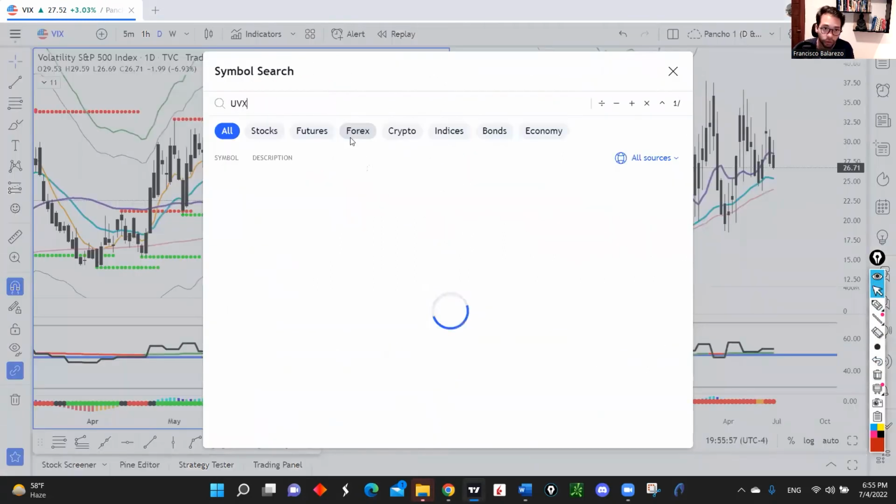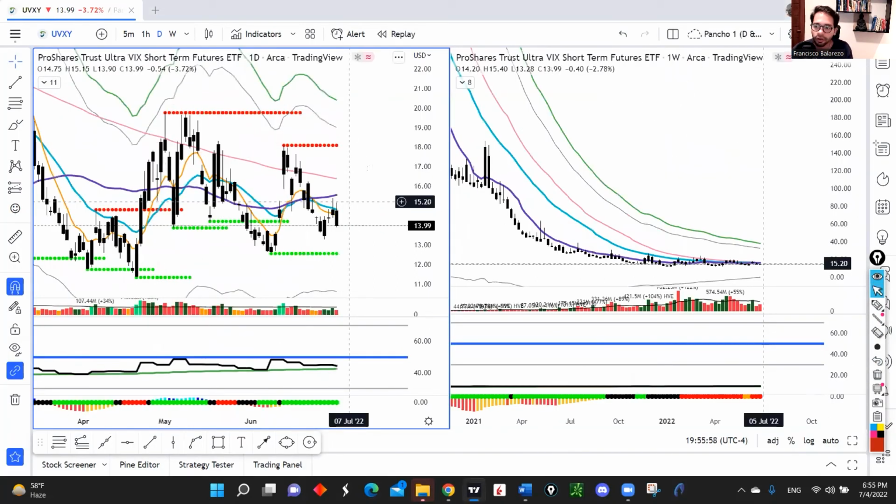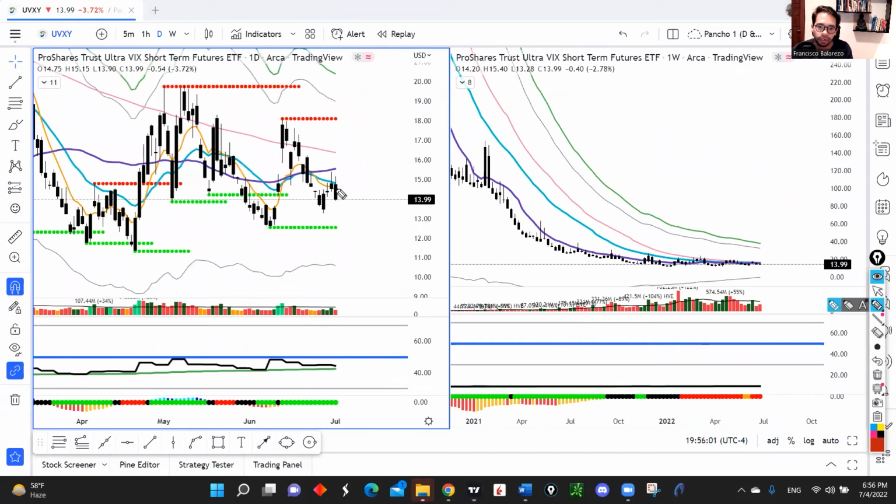And then let's take a look at the UVXY. You can see that the UVXY is starting to get rejected at the 21 exponential moving average. As you can see, it was unable to move above that 200 daily moving average. It has tried many times, and it continues to get rejected. And you can see that it continues to make lower highs.